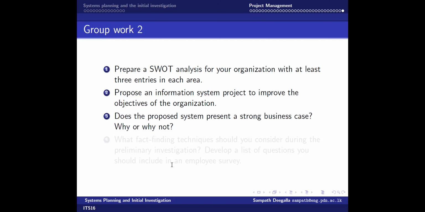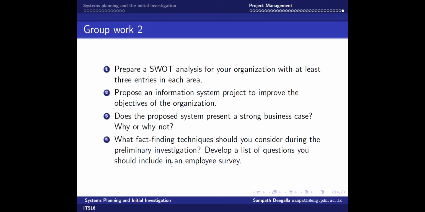And then, does the proposed system present a strong business case? That means reasoning. Remember the term business case we discussed in the very beginning. Reasoning, is it justifiable? You can say yes or no, because once you have this business case, the top management has to look at this. They are the ones who are going to decide whether to allow this or not. So you justify the proposal. And finally, fact-finding methods. How do you identify the facts to do the preliminary investigation? In particular, I would like you to come up with some of the questions that you are going to include in a survey, especially when you have a large number of employees. Getting interviews or meeting in person is not going to work. Instead, we usually use questionnaires. So that's all we have.